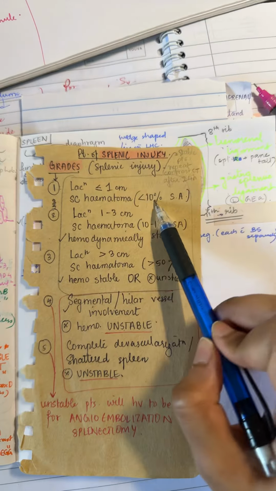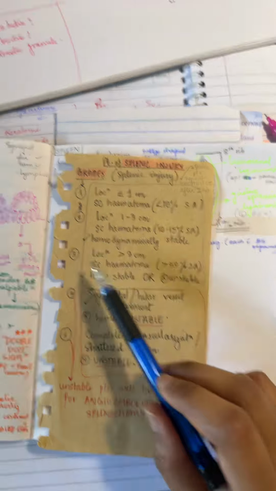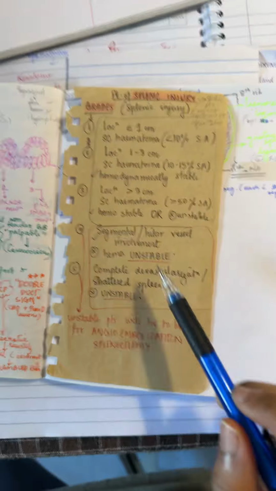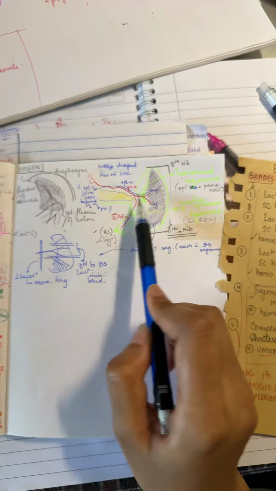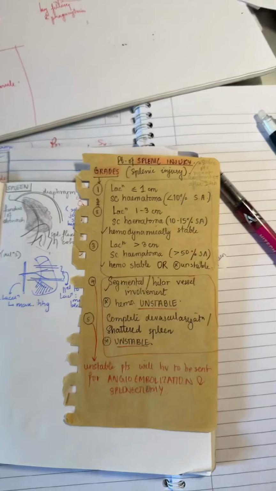Grade 1 is less than 1, less than 10. Grade 2 is 1 to 3, 10 to 15, and stable. Grade 3 is more than 3, more than 50, and unstable. Grade 4 is unstable, and either a hilar vessel is involved or an entire segment is involved. Grade 5 is a shattered spleen, completely gone.